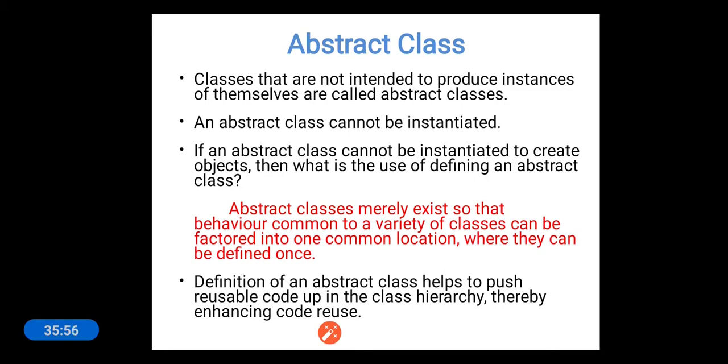If in three classes there are some common features or some common properties, then all these common features can be represented by using a single class. That's nothing but an abstract class. Okay, in order to represent the common properties or the common features of a variety of classes, we make use of this abstract class. And the definition of an abstract class helps us to push reusable code up in the class hierarchy and thereby enhances code reuse. So these abstract classes are helping us to have code reusability.